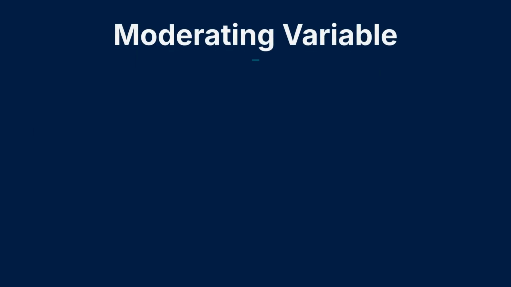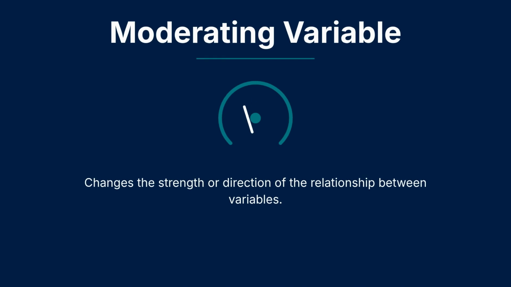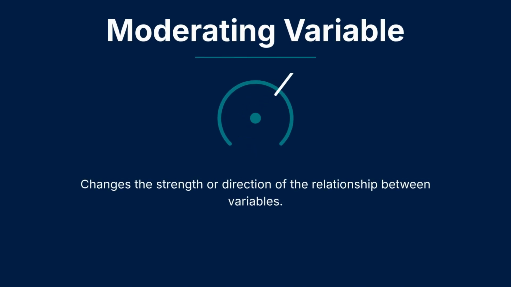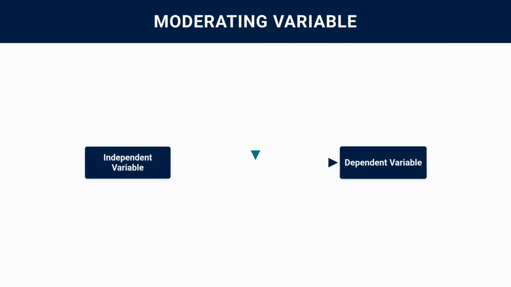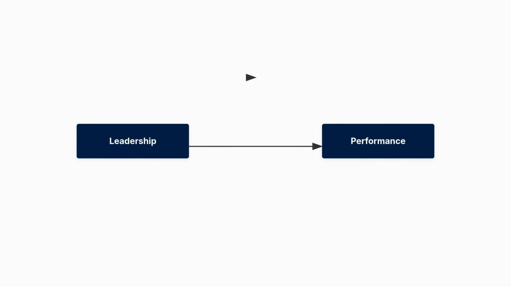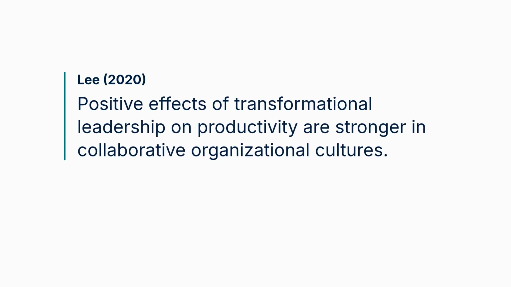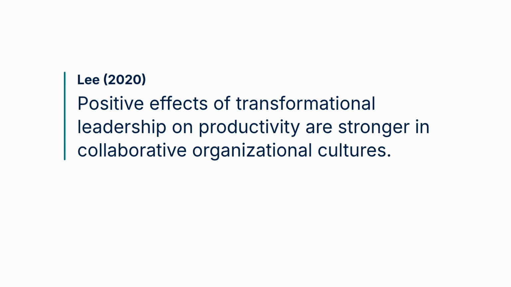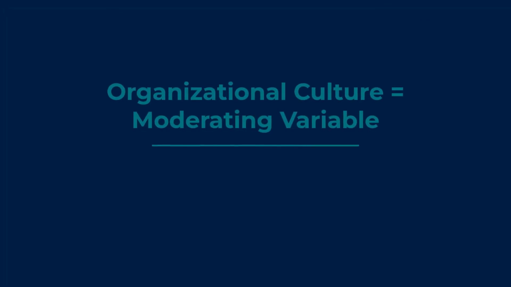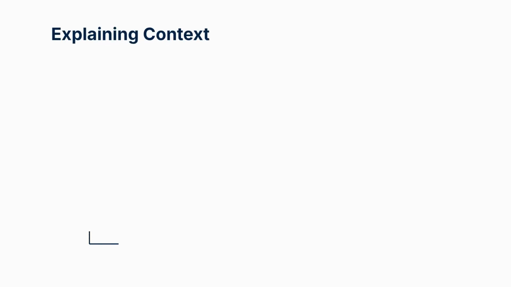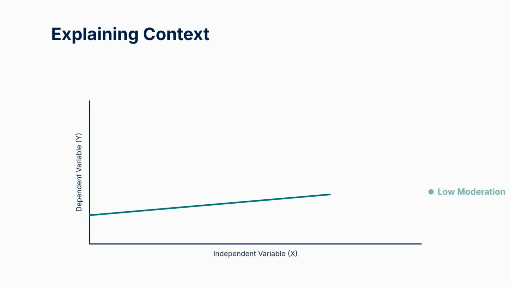A moderating variable changes the strength or direction of the relationship between the independent and dependent variables. It shows when or under what conditions the effect occurs. For example, organizational culture might moderate the impact of leadership style on employee performance. If the literature suggests statements like, Lee found that the positive effects of transformational leadership on productivity are stronger in collaborative organizational cultures, then organizational culture is a moderating variable. Moderators help explain variations in results across different contexts.